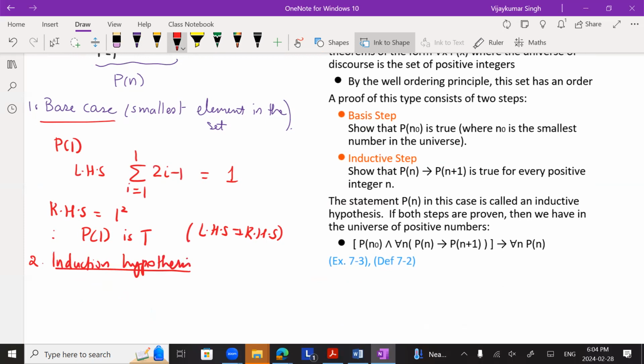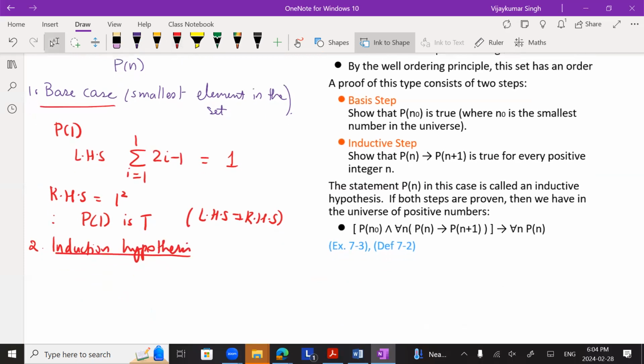So in the induction hypothesis, what you do is you assume it true for n equals to k. This is an assumption. There's no proof required for this part. That is, you're saying P(k) is true.